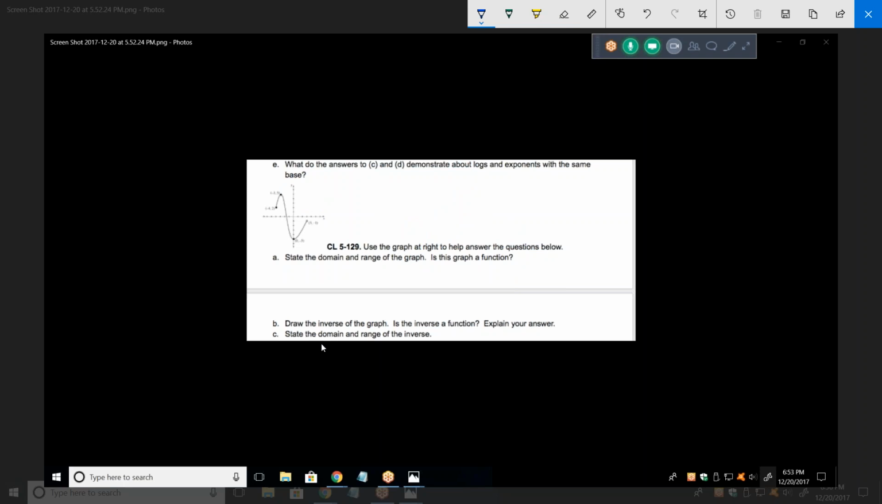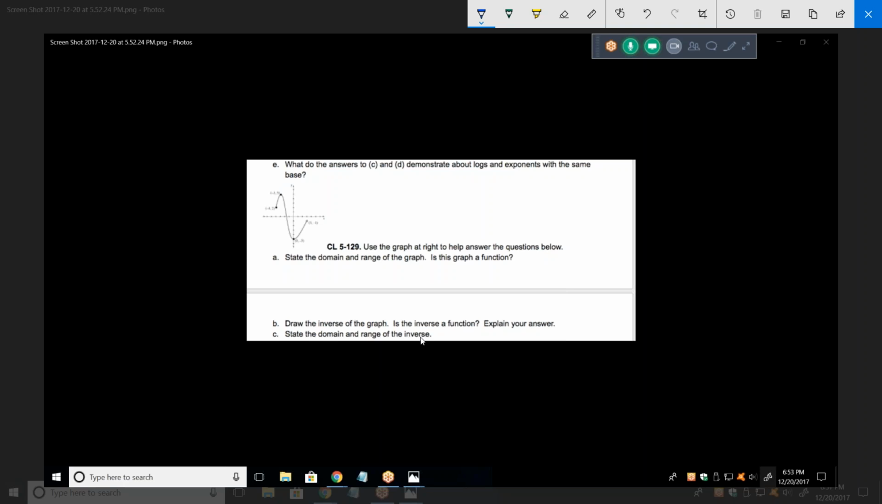So, state the domain and range of the inverse. Well, I think you'll be able to do that okay. Wouldn't the domain and range just, like for domain, because there's -4 and 3 in the first one, it'd be 3, -4? Yeah. And then it'd be flipped for the range.